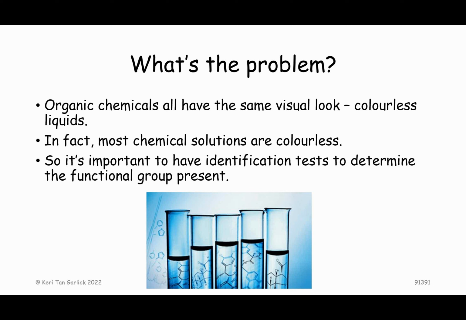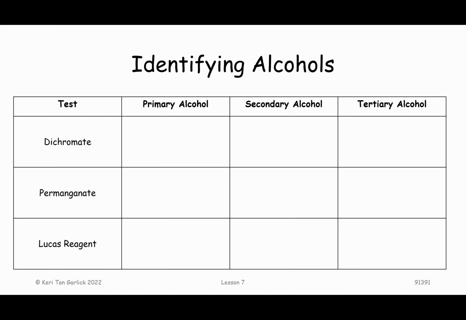These identification tests are all about trying to figure out what functional group is present, and you will have a question on identification tests on the exam. So it's important that we start talking about this. Now, if we were at school, I would give you an experiment to test the different alcohols. Unfortunately, we're not. So I'm going to recap it and show you what happens with primary, secondary, and tertiary alcohols with some videos as well.